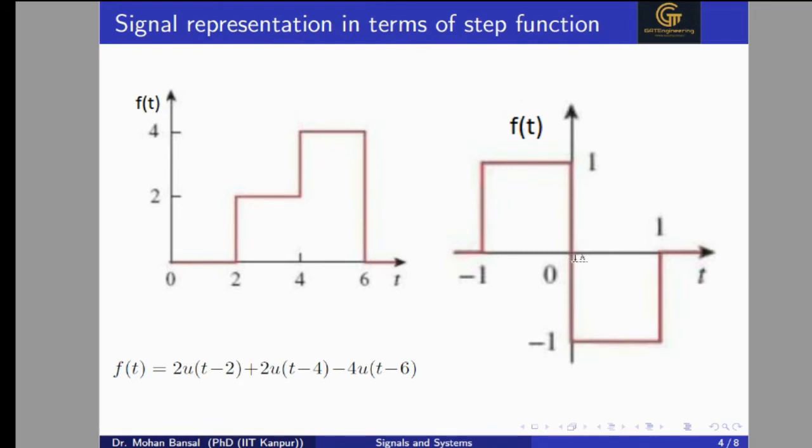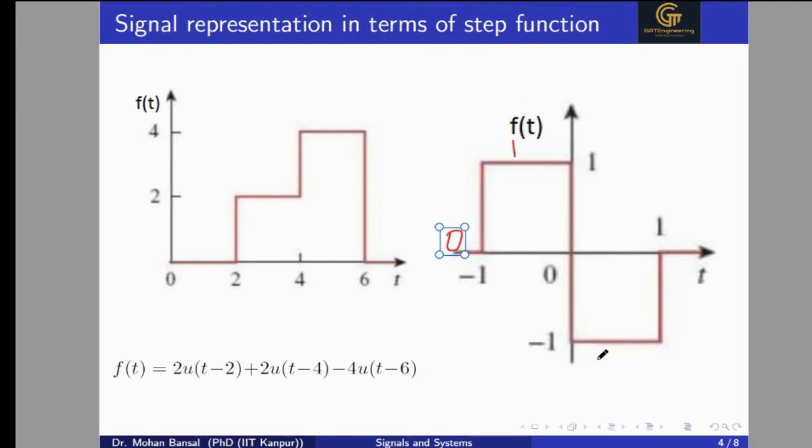Now come to another problem. Here, signal transition at t equal to minus 1, at t equal to 0, and t equal to 1. So we'll write u of t plus 1, u of t, and u of t minus 1. Three terms will come here. We'll check the amplitude. Amplitude just before transition at t equal to minus 1 is 0. Amplitude just after transition is 1. So we'll get 1 minus 0, amplitude will be 1 u of t plus 1.